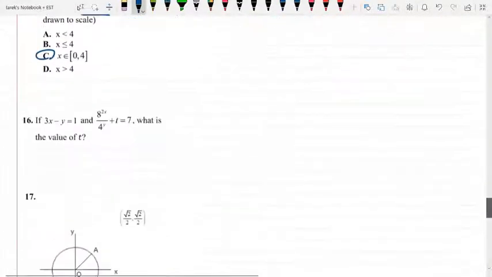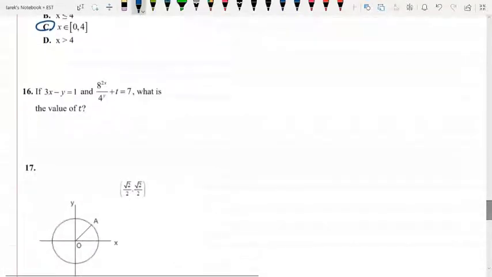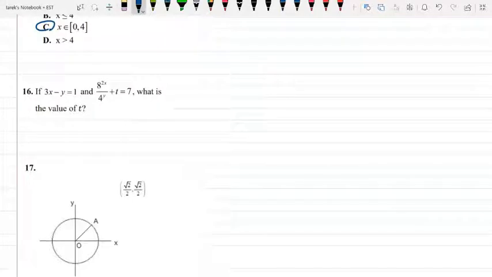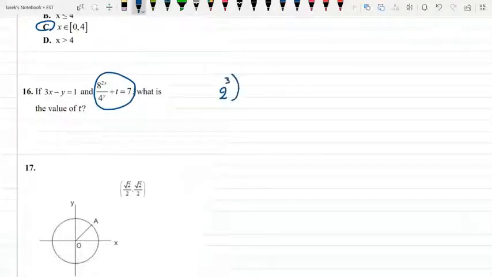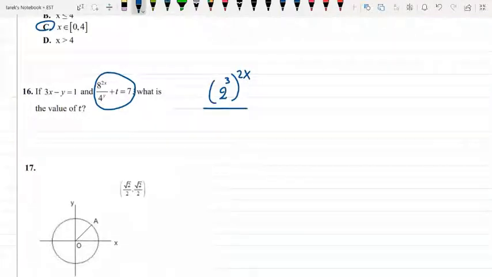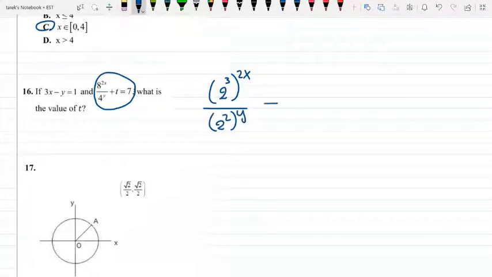If 3x minus y equals 1, I have to play with this equation. This 8 equals 2 to the power 3, all to the power 2x, and this 4 equals 2 to the power 2, all to the power y, plus t equals 7.